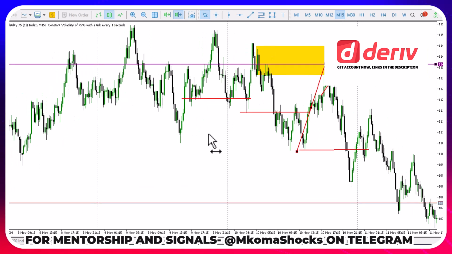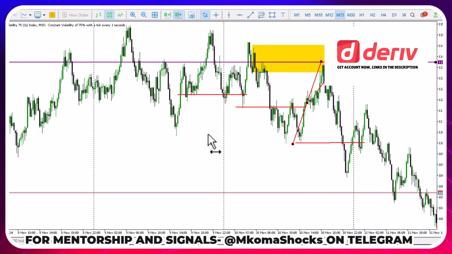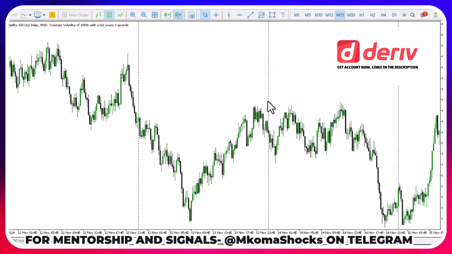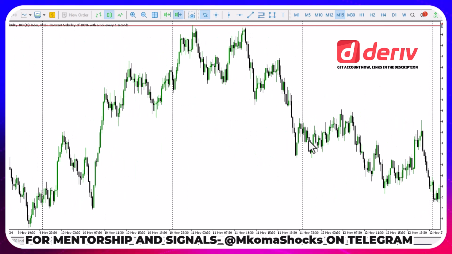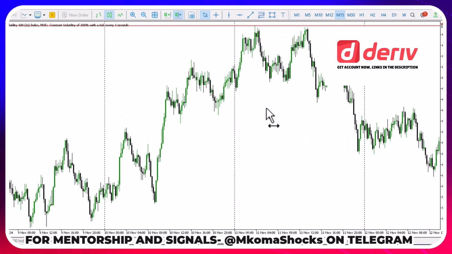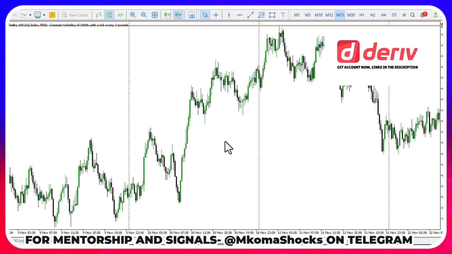So you need to wait for proper setups, you need to wait for proper structures. You don't just get in. That's why we are waiting for two breaks before we think of entering a trade. So this is Volatility 100 (1s) Index on Deriv. So this is how we are doing it. Remember, we're waiting for two breaks, right? After the second break, then we are going in for the what? For the Q.